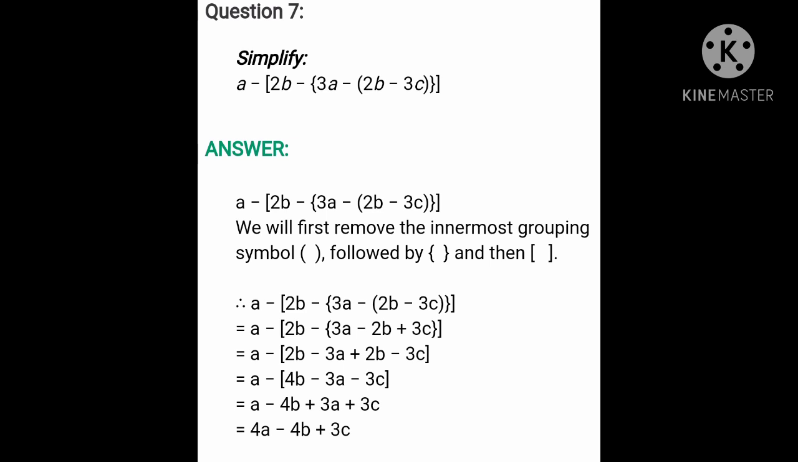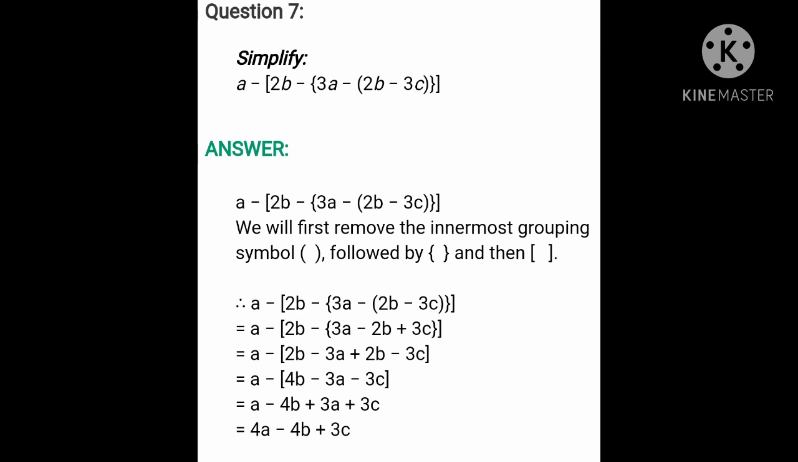So a minus 2b will be within the square bracket, then minus again middle bracket, then 3a. Now we have a minus sign before the smaller bracket, so it becomes minus 2b, and minus into minus 3c becomes plus 3c. Middle bracket closed, square bracket closed. Then in the next step we have to remove the middle bracket. So it is a minus square bracket open 2b minus 3a. Why? Because minus is before the middle bracket, then it is minus 2b. So minus into minus becomes plus 2b. Then again it is plus 3c.